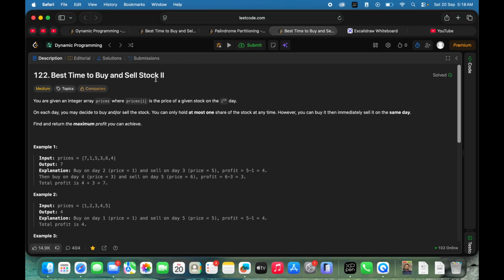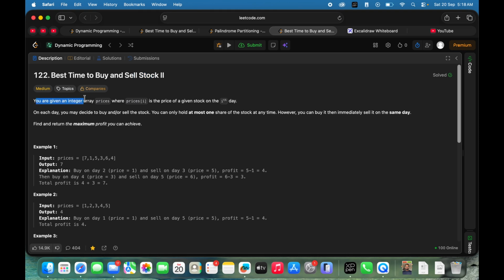So today we have this problem called Best Time to Buy and Sell Stock 2. There was an earlier version of this problem, and in that problem we could only buy the stock once and sell it once throughout the entire given time period. But here we have a little bit more flexibility in buying and selling. Let's look at the description.